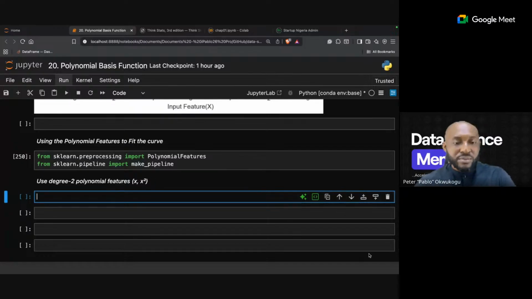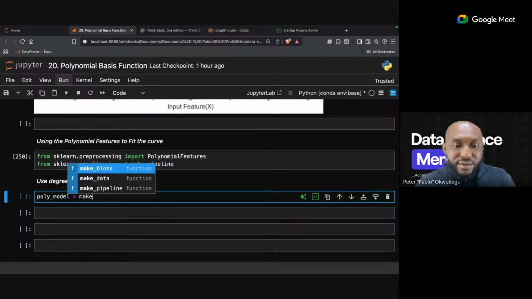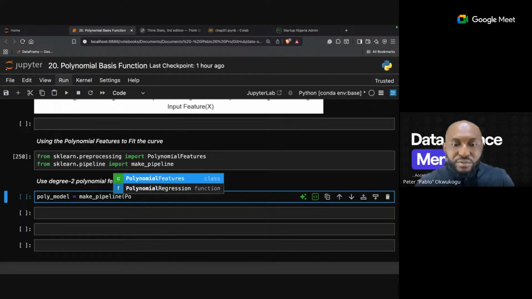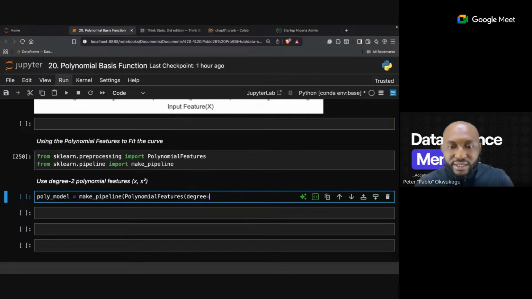Right. So to make this work, we call this poly_model, and we're going to use make_pipeline. Using make_pipeline is pretty efficient. Inside it, we say these are the things we want: our PolynomialFeatures, and the degree to which we tweak it is going to be 2. And inside our pipeline, we also want to maintain our linear regression, instead of calling it separately. So we say LinearRegression, and we fit it in here.